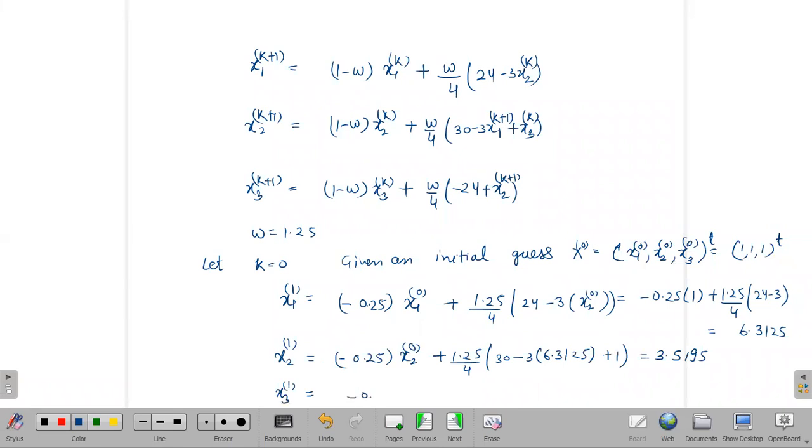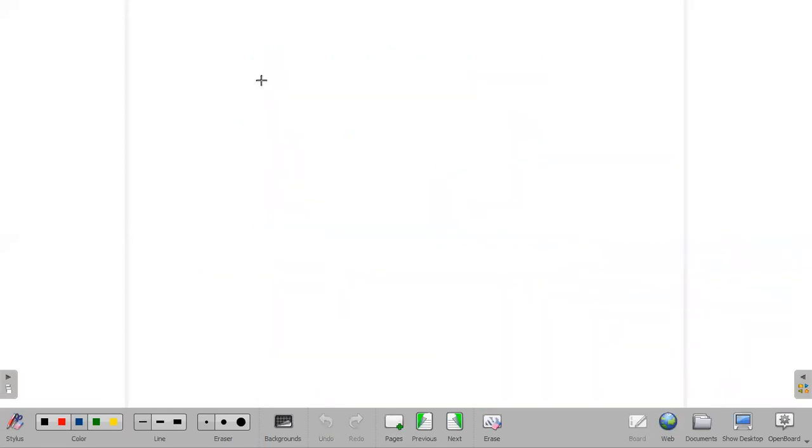And similarly, you can find x3 1, that is minus 0.25 into x3 naught, 1.25 by 4 minus 24 plus x2, sorry, that will be the new one, 3.5195. So here you will calculate minus 6.6502. So this is the first iteration here. So x1 vector, that is the first iteration you're getting. It is 6.3125, 3.5195, and minus 6.6502.